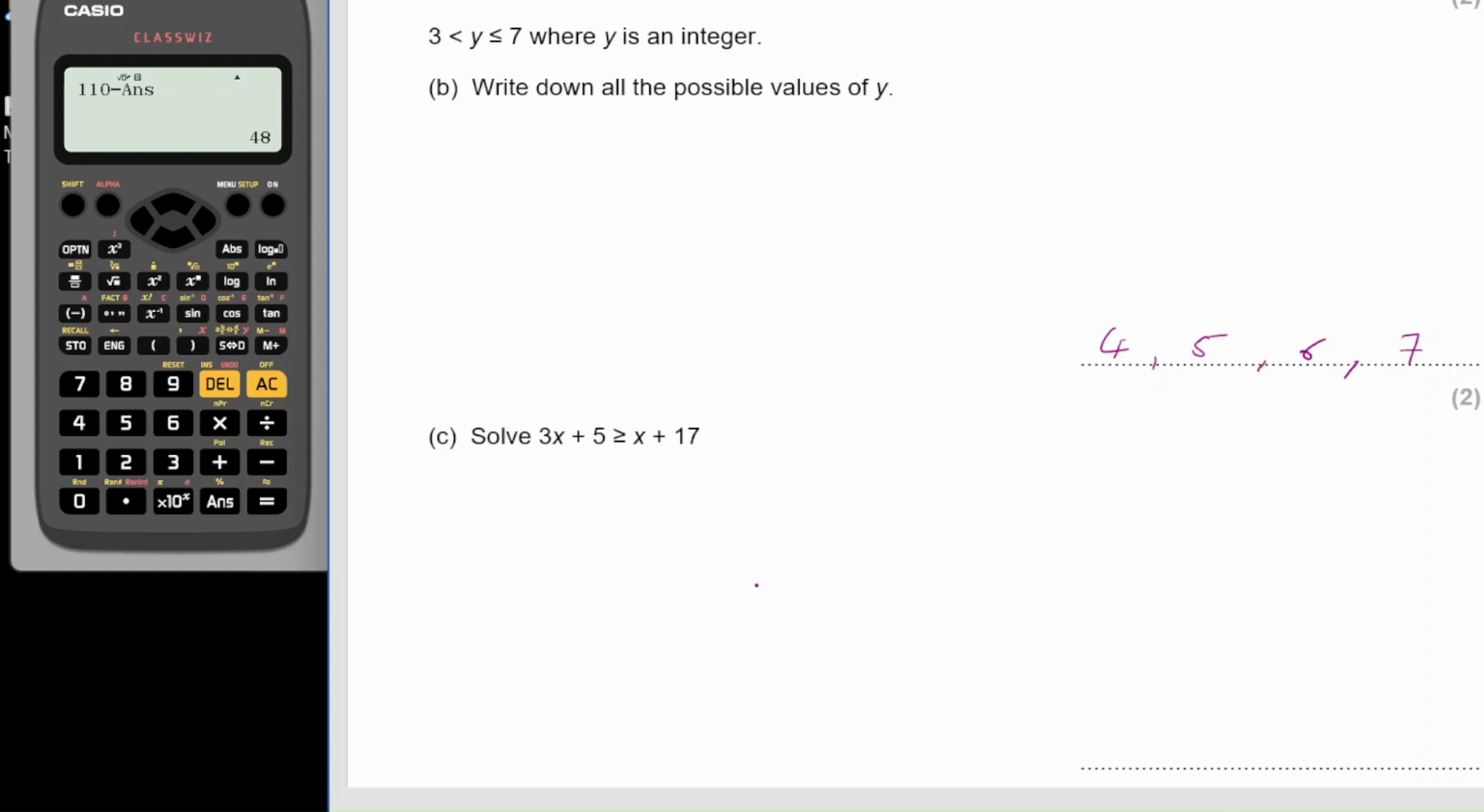Solve. So I treat these just like a normal equation. So I treat this a bit like an equal sign. We keep it balanced. That will keep the inequality balanced. So minus x from both sides. That will give me 2x plus 5 has to be greater than or equal to 17. I would minus 5 from both sides. So 2x has to be greater than or equal to 12. Then divide both sides by 2. X has to be greater than or equal to 6.